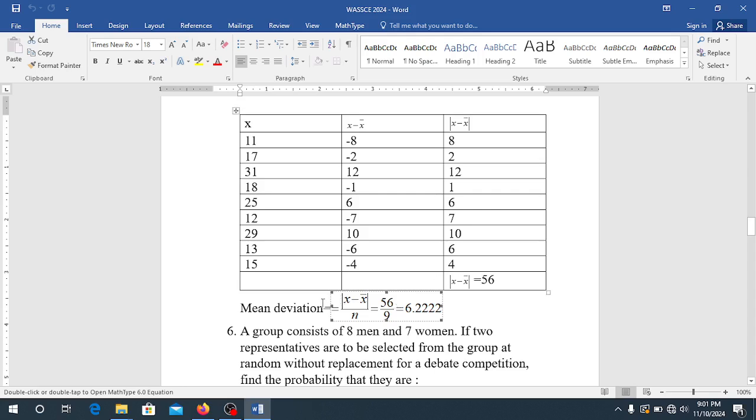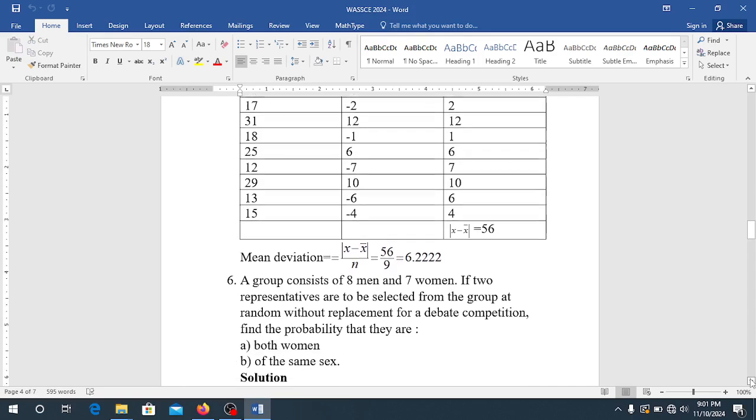Please, there's supposed to be a summation sign here, and there's supposed to be a summation sign here. I have 56 over 9, and that simplifies to give you 6.222. Please, we're not asked to approximate this answer, so you can leave it like this, or you can leave it to 2 decimal places.